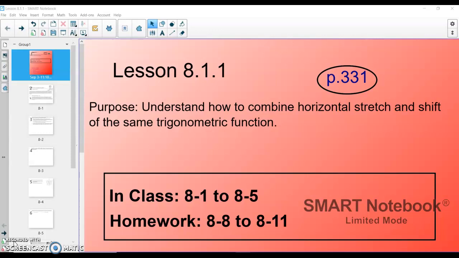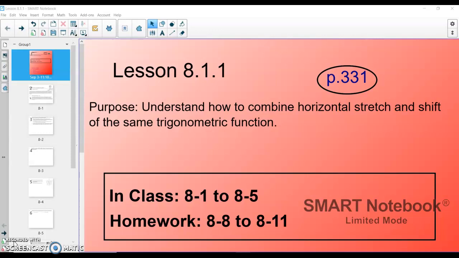I promise to keep it somewhere between 10 and 15 minutes, just helping you along with some of these problems. Our goal here is to start realizing what we're going to be seeing in chapter 8, which is some more transformations to our periodic functions like sine, cosine, tangent. We'll investigate some of those trigonometric functions throughout this chapter and see what they model and what they look like graphically.